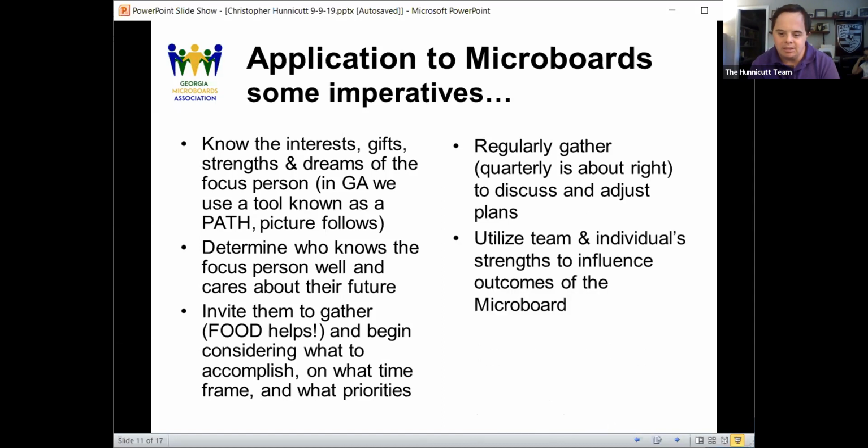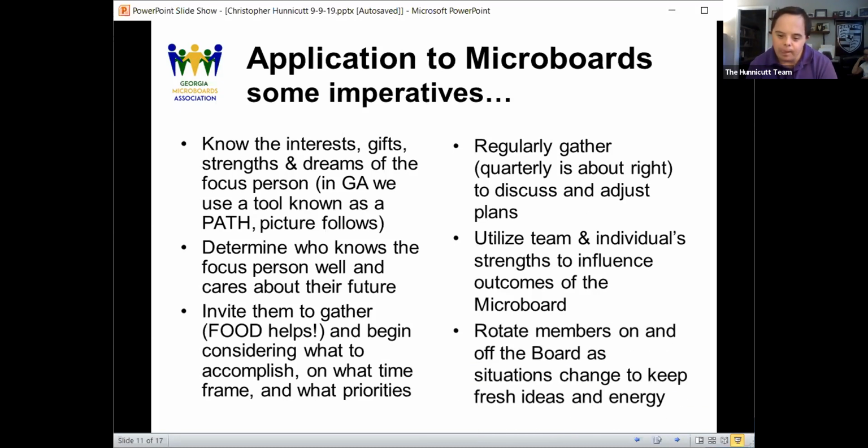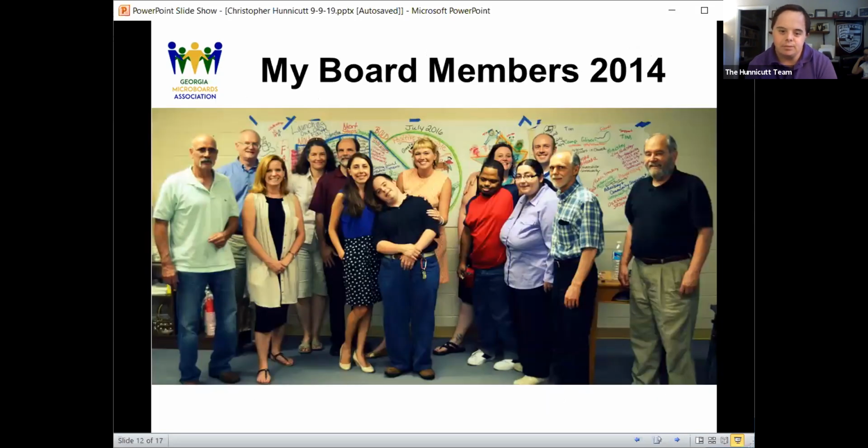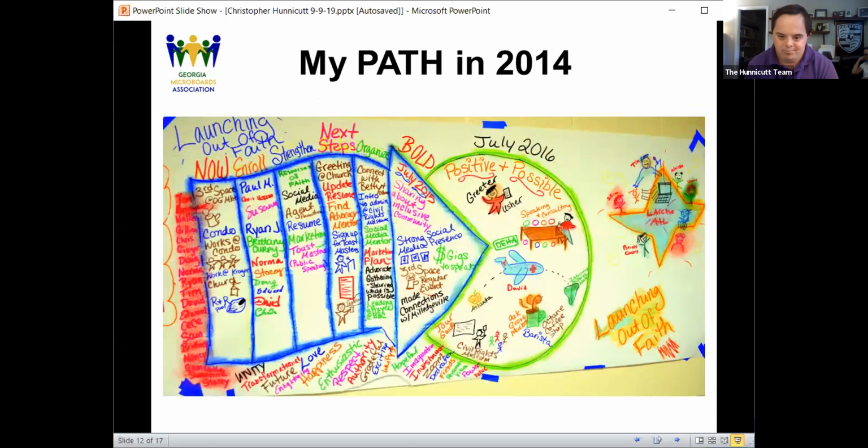United teams and individual strengths influence outcomes for the Microboard. Voting members on and off the board keep the team fresh with new ideas. Here's a picture of my PATH of 2014. And here's a picture.